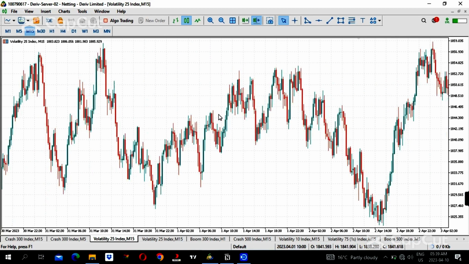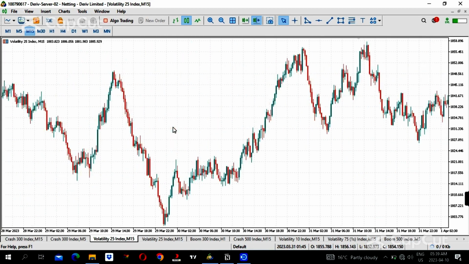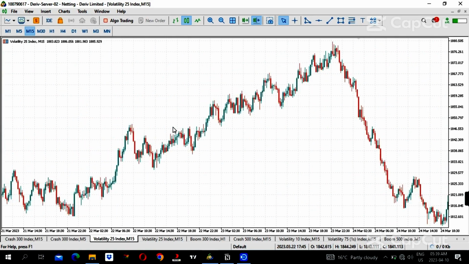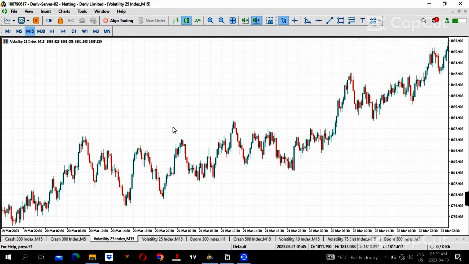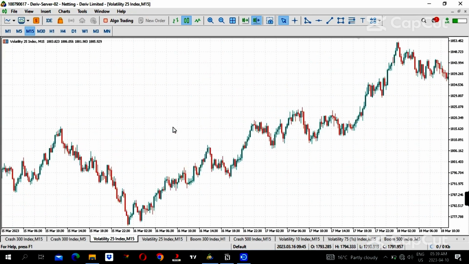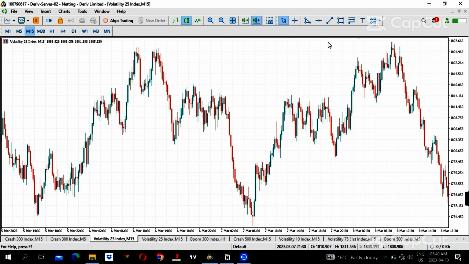I'm not going to draw this because I've already calculated my time, but let me see if I can get an example of a symmetrical triangle. So exactly something like this. Right over here, we've got an impulsive move.